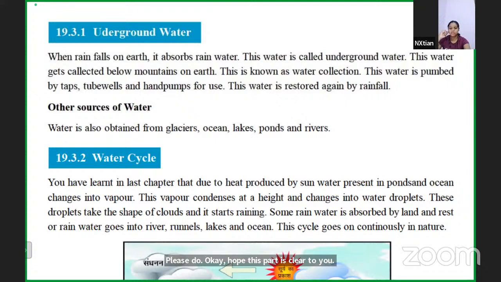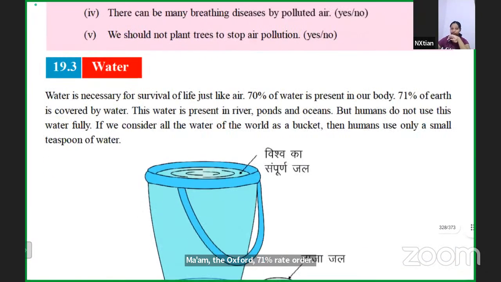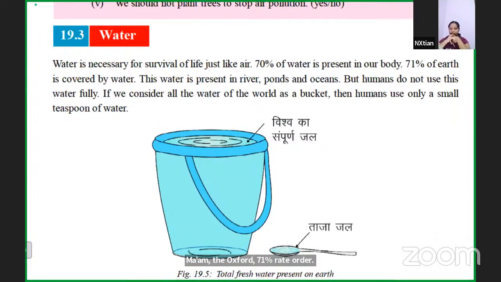Ma'am, you said the Earth is 71% water, right? Yes. Oh, I thought it was 73%. It's approximately 71 to 72. I thought I read somewhere that it's 73%. Yeah, it's mentioned as 71% here, but we'll check what the exact percentage is.